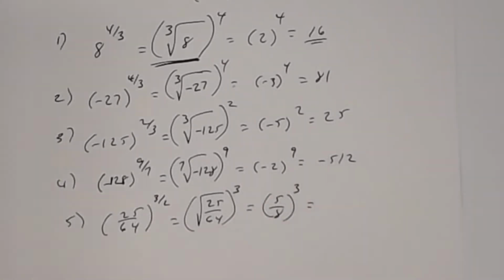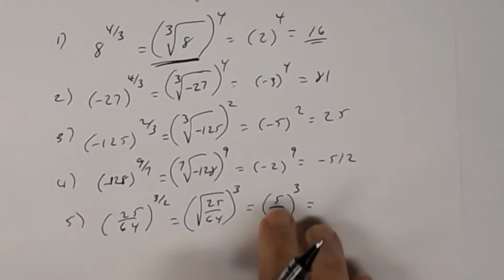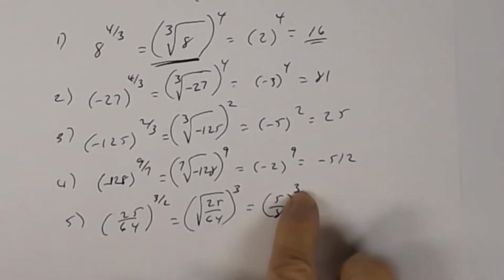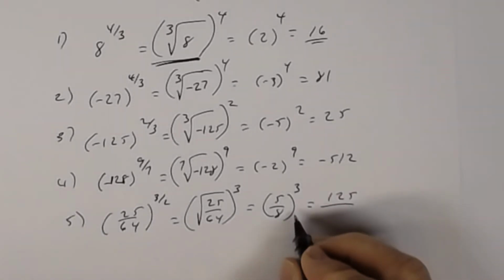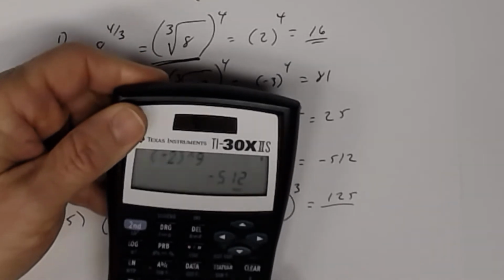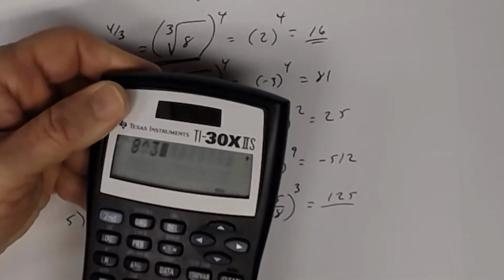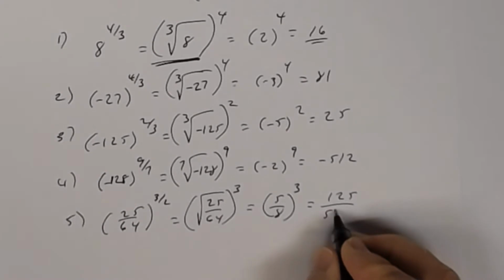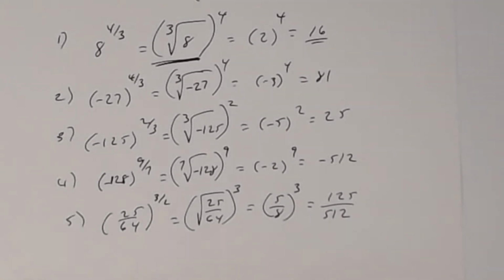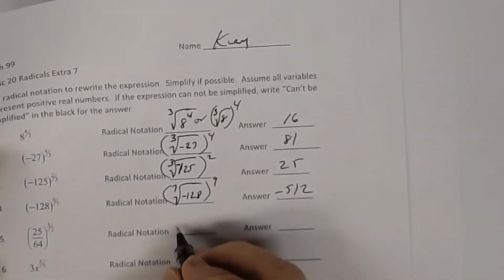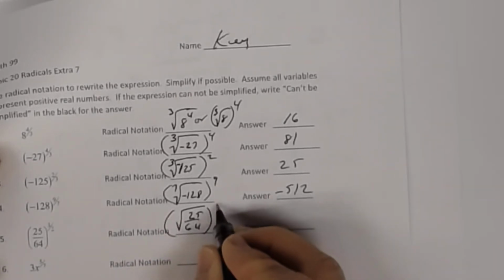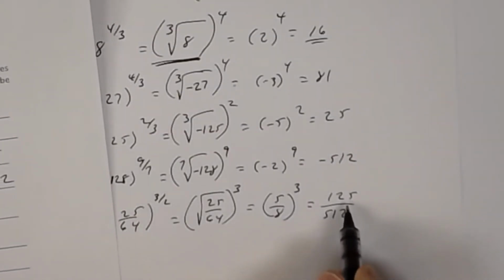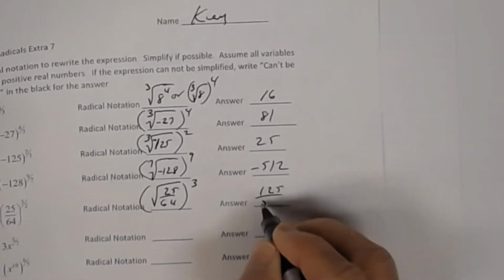And so use your calculator with that. So 5 cubed, now that one's easy. 5 to the 3rd power, 5 times 5 is 25, 25 times 5 is 125. But that one's not as easy. So 8 raised to the 3rd power gives us 512. And so that's what you put in the blank. So there's your simplified answer: the square root of 25 divided by 64, all raised to the 3rd power, and we get 125 divided by 512.